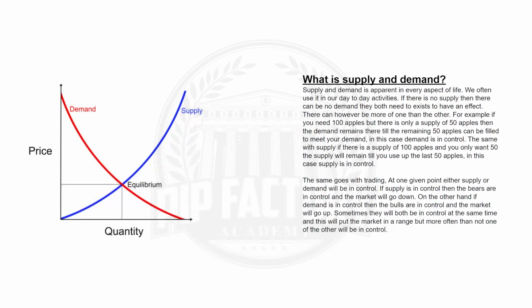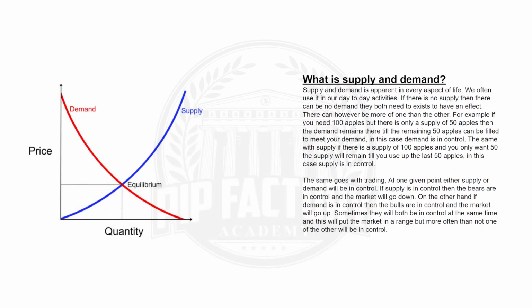So what is supply and demand? Supply and demand is apparent in every aspect of life. We often use it in our day-to-day activities. If there is no supply, then there cannot be a demand. They both need to exist to have an effect. There can, however, actually be more of one than the other.